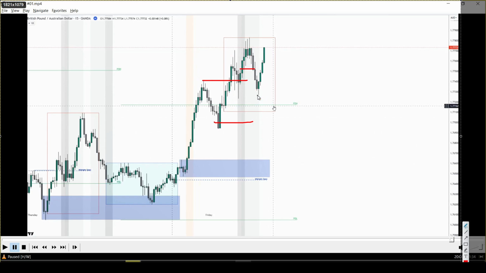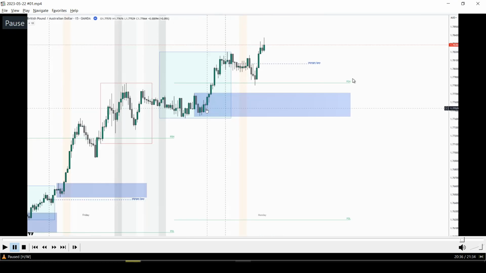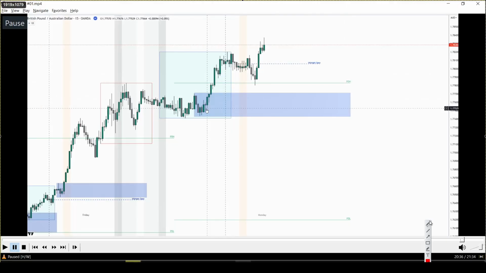So I'm not saying these were exact entries, because for me, of course, after this break I would ideally have one reaccumulation pattern, but it does not need to happen. So here you marked up the root of the move. Yeah, so this is the root of the move, but the problem with this is that we had one new pullback and one new structural break to the upside.